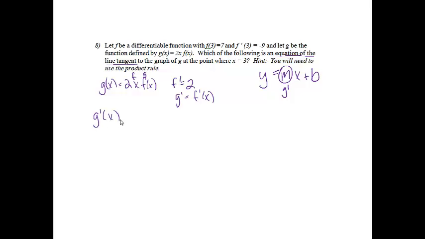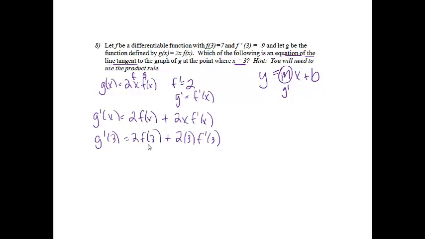All right, so g prime of x is equal to f prime g, so 2 f of x, plus f g prime, so 2x f prime of x. So that's pretty much going to be my slope, but I do know that it's going to be happening at x equals 3. So I'm going to go ahead and plug 3's in for all of my x's and see if that helps me out.